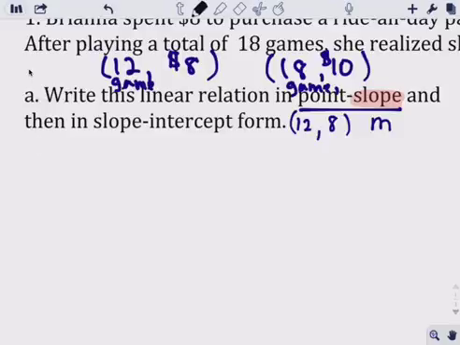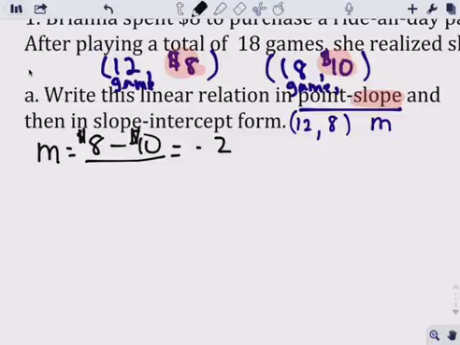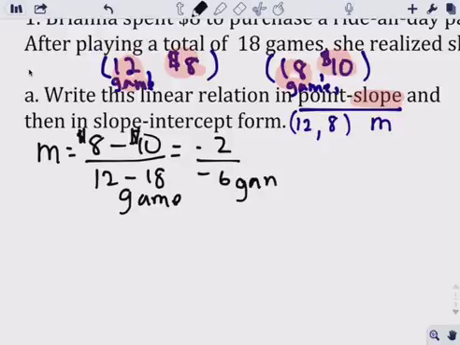I do the dollar first. The y are the dollars here, from $8 to $10. From $8 to $10, that gives you a negative $2, all over the games, 12 games to 18 games. That leaves you with a negative 6 games. Okay, so these negative $2 over.